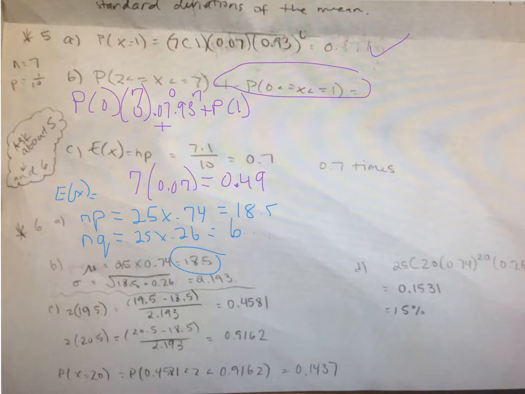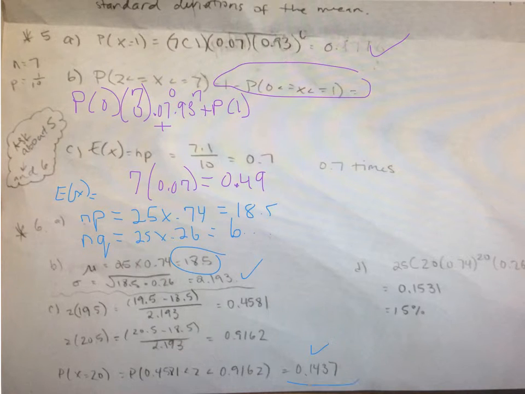So you've calculated your mean and your standard deviation for 6b correctly, so this is great here. And then for C, you did that correctly also, so that's perfect. Looking at D, yeah, that's right. Yeah, you did that right. 25 choose 20, and then you want it to be 20 times success, yeah.